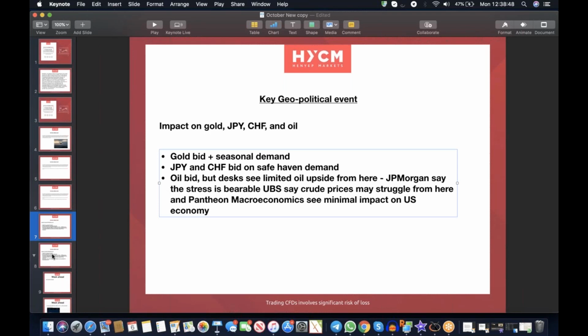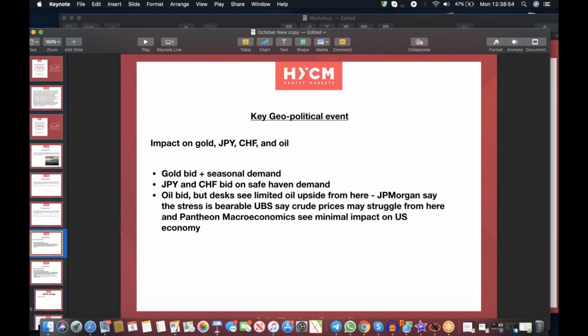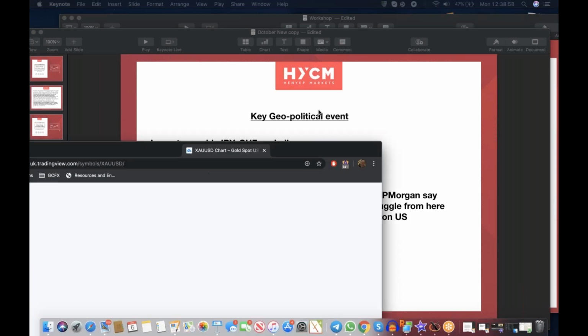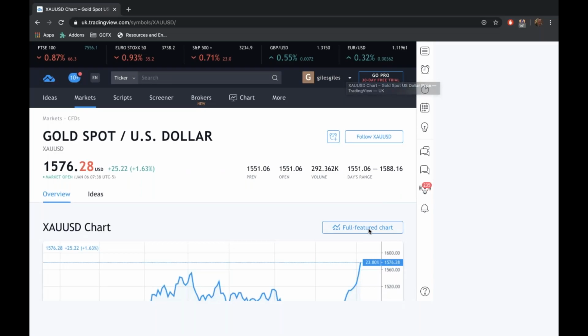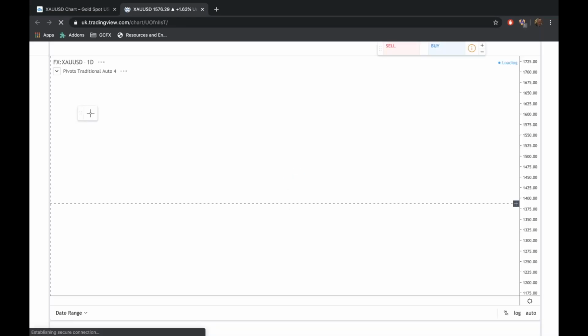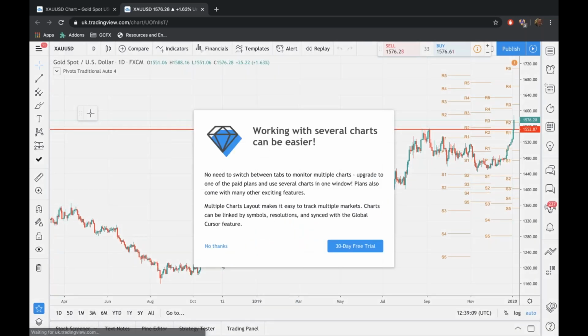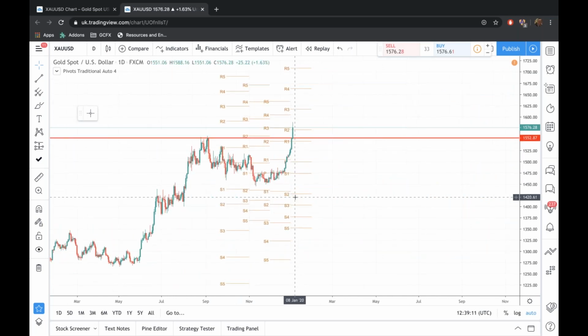Now, let's have a look at what's been going on. So let's look at these gold bids. Now, gold has been bid. Let me just drag out the gold chart for us. Right. Okay, we've seen these strong gold bids. Okay, this is the daily chart.